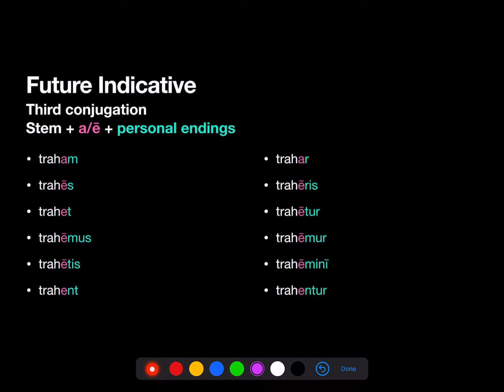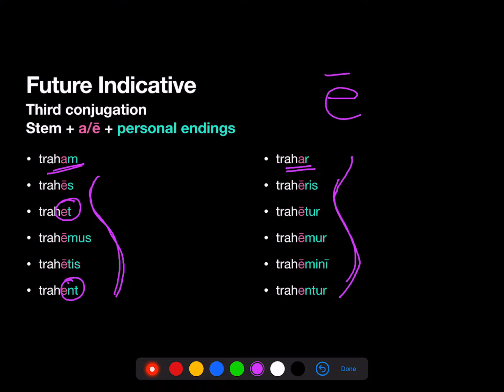The third and fourth conjugations are actually easier in the future indicative because they work differently. The tense sign here is a long E. And you can see the E throughout, except in the first person singular where it changes to a short A. So traham, trahes, trahet, trahemus, trahetis, trahent in the active, trahar, traheris, trahetur, trahemur, trahemini, trahentur in the passive. Notice that the long E gets shortened before final T, NT, and ntur, just like you'd expect.